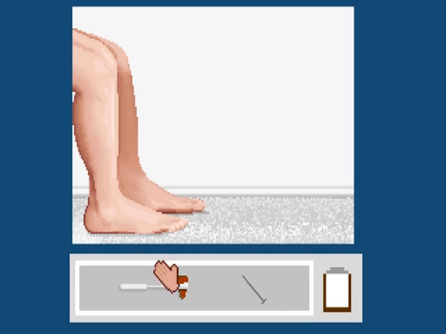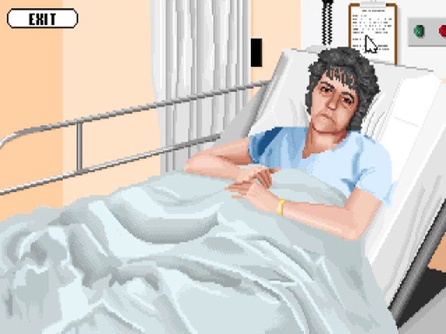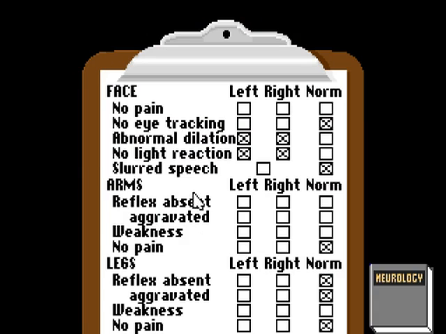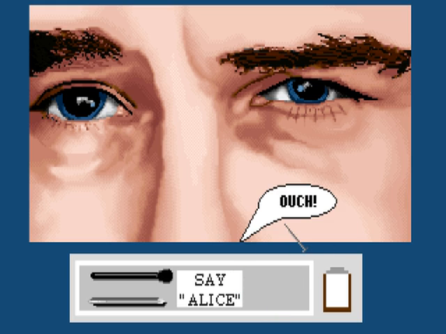Let's look at her feet. Can she feel her feet? Ouch. And she has reflex in the right and reflex in the left. So that's actually good for her. So what was that we read about cocaine addiction again? Normal dilation and light reaction. Let's try poking her in the face. Yep, she can feel that.